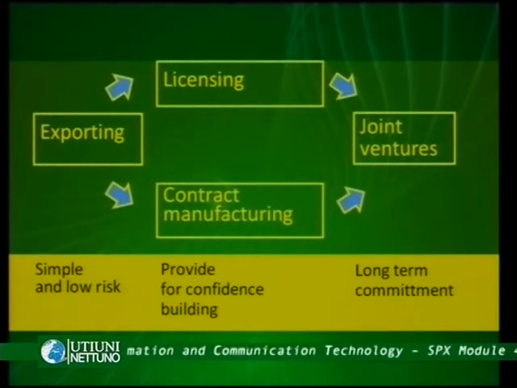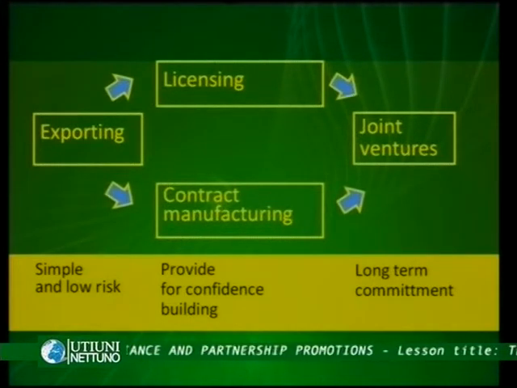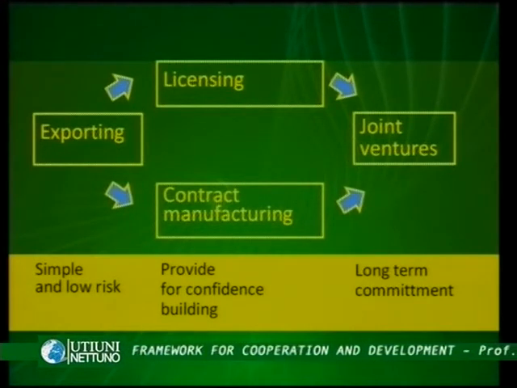After exporting, a company can choose licensing or can choose contract manufacturing. And these two ways of internationalization provide for confidence building. I mean, confidence in foreign markets, of course. And after that, the company can try to develop a kind of joint venture, an international joint venture, which requires a long-term commitment.